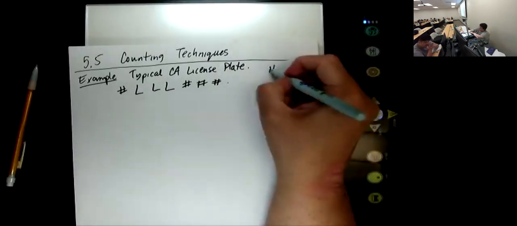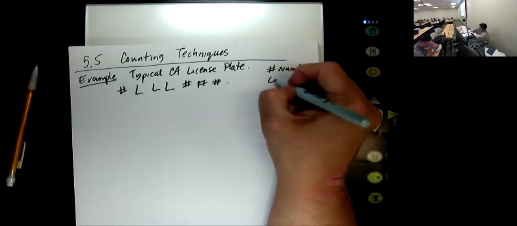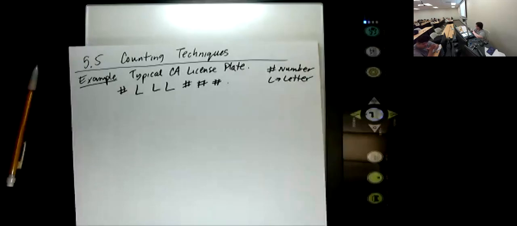So that means it's a number, and L means letter, like a letter of the alphabet. We're going to assume there are no other symbols, well, we don't even need that for what we're doing.